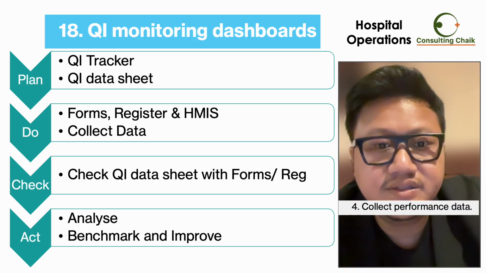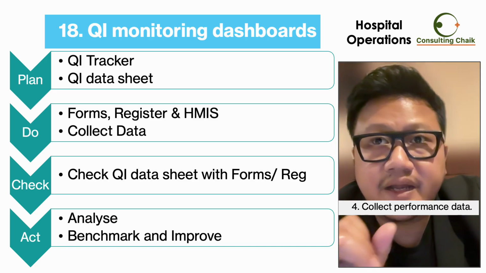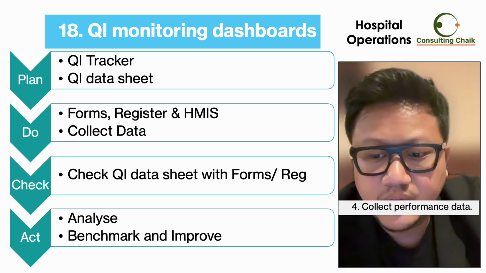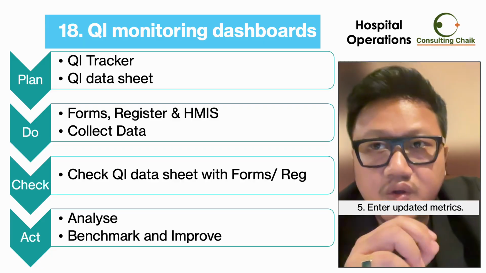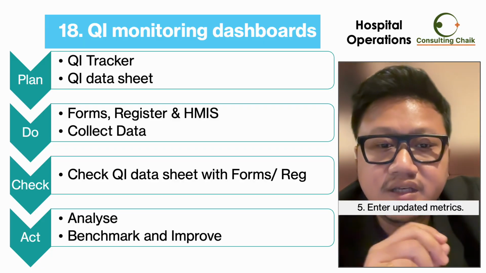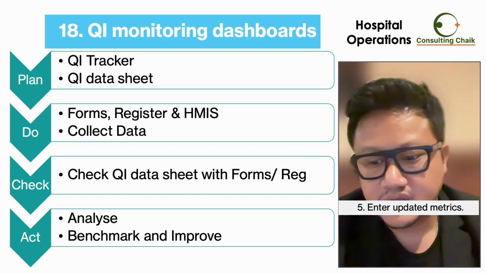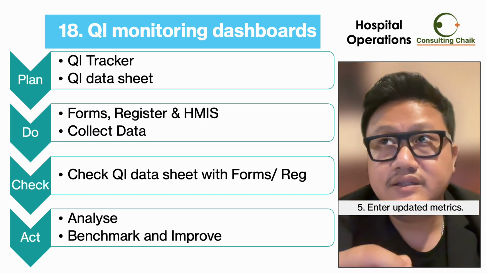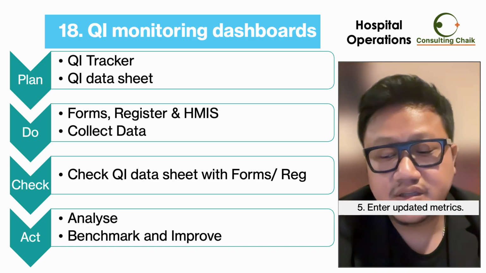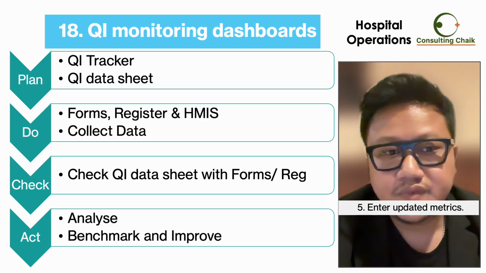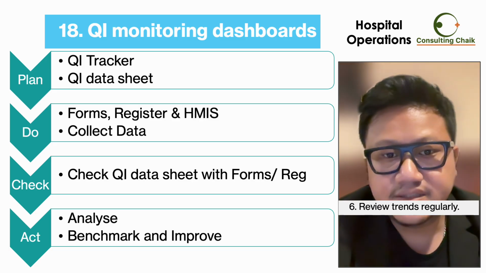Then collect performance data. They are supposed to give the data, you need to collect it, and in the QI data sheet I generally put another row where the quality team checks whether the data is okay or not. They can sign with the date. This is another requirement of NABH, that the QI data needs to be verified. Then you need to review trends regularly.